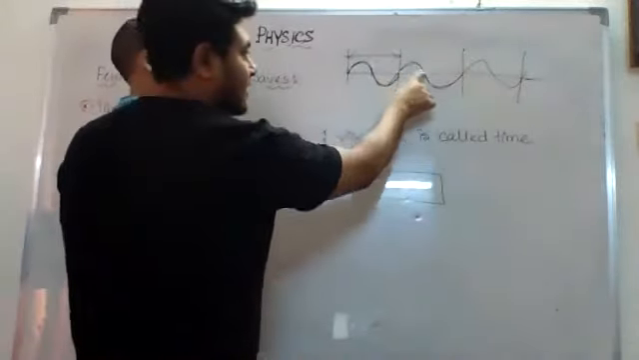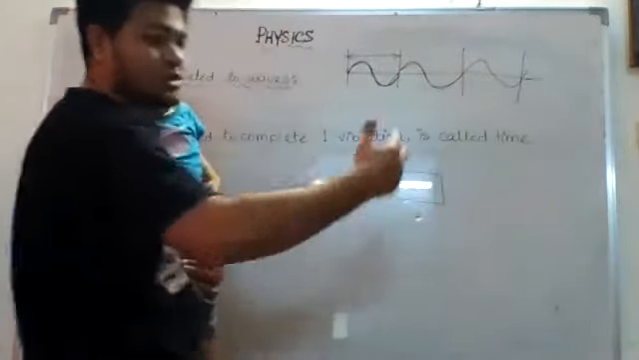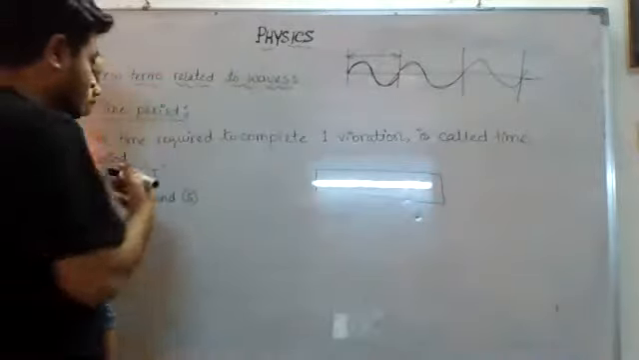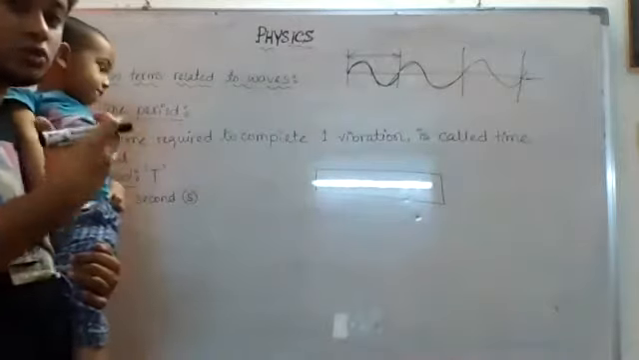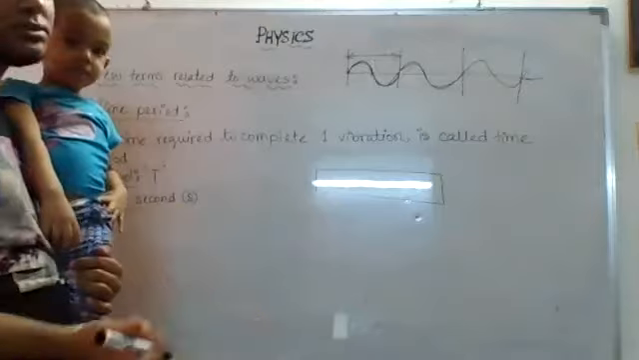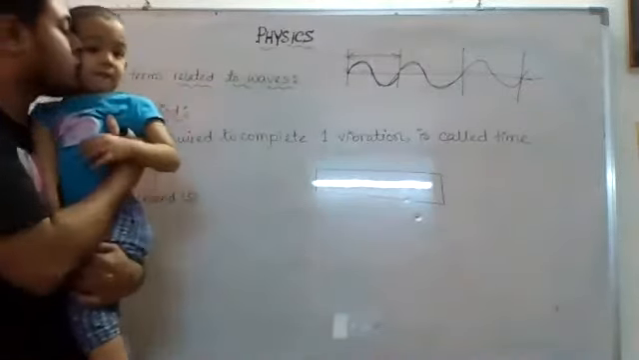So to complete the second vibration also, it will take another 2 seconds, and to complete the third vibration, it will take another 2 seconds. So this is the time period, which is a fixed amount, right? So the time required to complete one vibration is called time period. If you have understood the complete vibration, then the time taken just to complete it is called time period. I hope it is clear, so I can move forward, right?